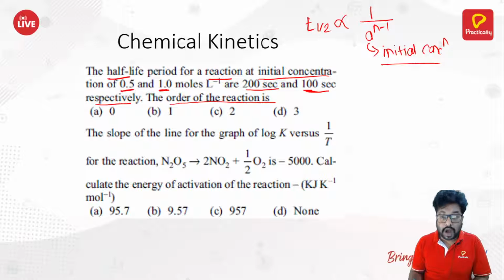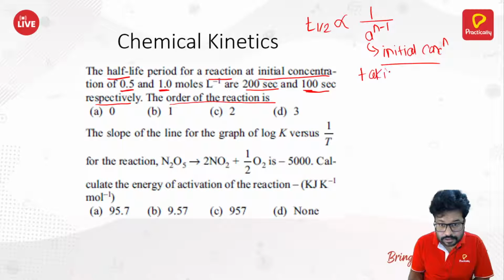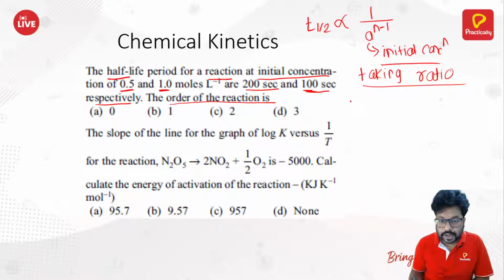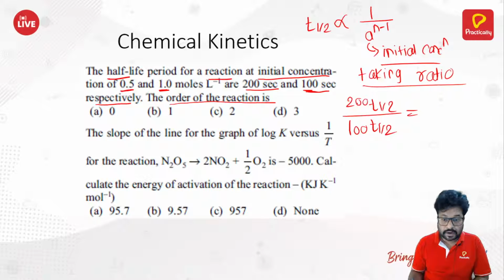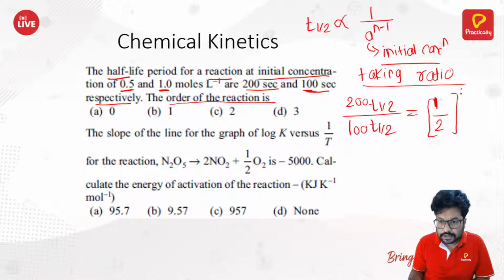Now we have two t half values, one of 200 seconds and one of 100 seconds, so we need to take a ratio of those. Taking the ratio, we get t half of 200 divided by t half of 100. Since it is inversely proportional, the 1 will come over here and 2 will come over here, raised to n minus 1.